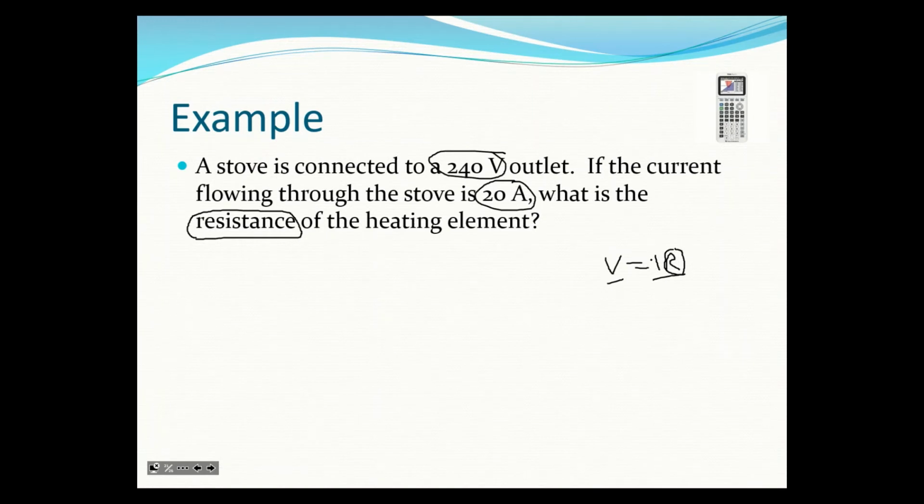To rearrange this equation, we can move the I down below here, diagonally. We want voltage divided by current equals resistance. So 240 volts divided by 20 amps is going to be our resistance. You can do that in your head. That's going to be 12 ohms. Okay.